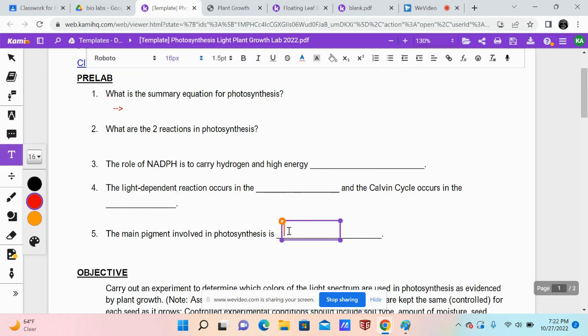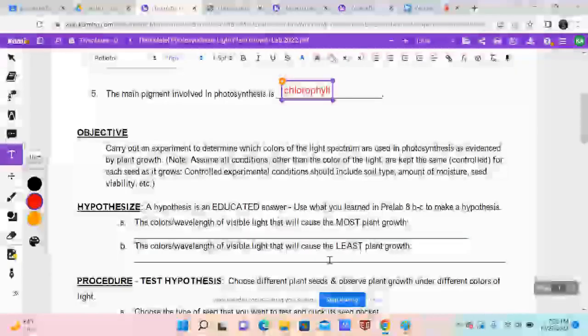For 5, there's no picture for this, so I'll go ahead and just give it to you. The main pigment is why plants look green. It absorbs blue, red, orange light, but it reflects green. Green bounces off of it, and it's called chlorophyll. It doesn't really absorb yellow very well, but it definitely doesn't absorb green. That's why plants look green, because green bounces off leaves and hits our eyes.